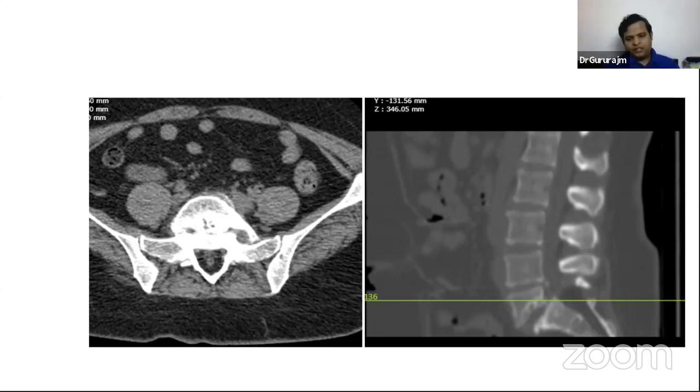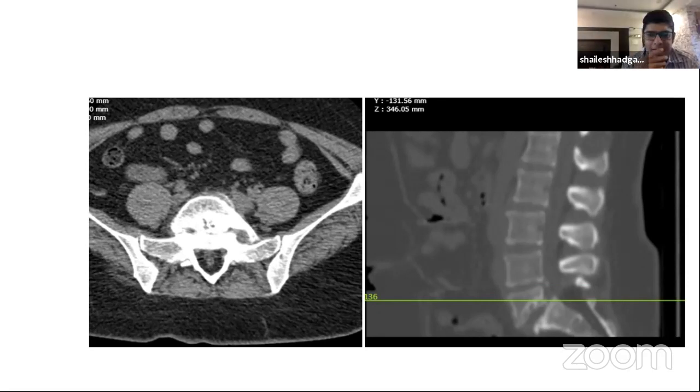Okay. I think Raghavendra has not spoken. Yes, Raghavendra. I will go from L4 to S1, two levels. L4 to S1. This is a tricky case, to say. So it will be interesting to see what is happening to the root, maybe on the right side.